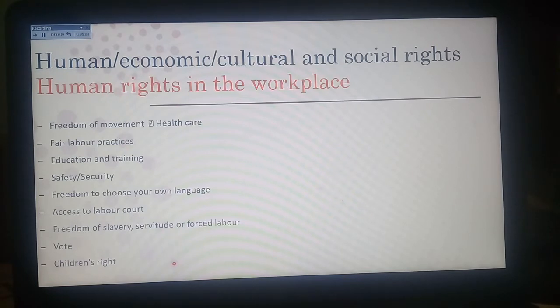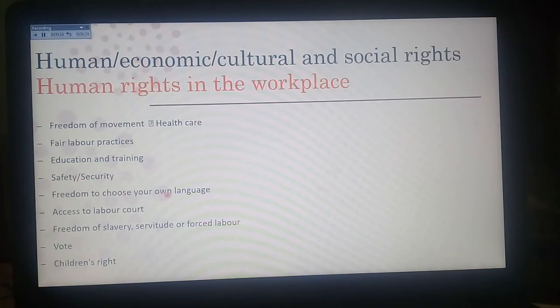Okay, this is why most businesses are now forced to have healthcare facilities within the workplace, to ensure that they take care of the employees. Fair labor practice: they should be treated fairly by the employer. Education and training: if an employee wants to gain more knowledge and training, they should be allowed to do so. Safety and security: they should feel protected within the workplace.